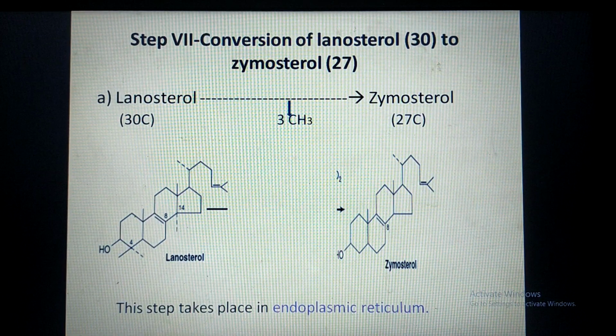Now in the remaining steps we will convert lanosterol into cholesterol. First, the 3 extra carbon atoms in lanosterol, in the form of methyl groups, are removed, and then 27 carbon zymosterol is formed. This step also takes place in the endoplasmic reticulum.